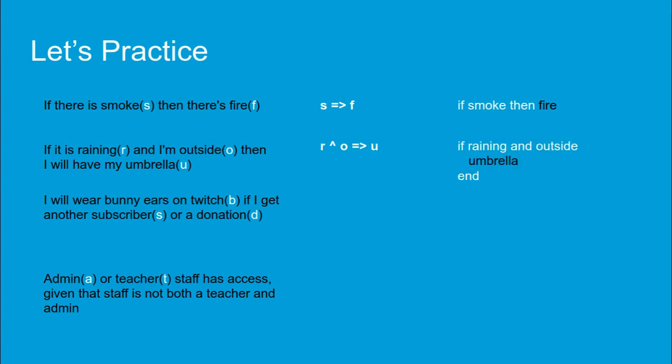So we don't really need the brackets because it's the only thing on the left-hand side. But anyway. Okay. I wear bunny ears on Twitch is B. I get another subscriber is S. Donation, I get a donation is D. Okay? So I will wear bunny ears on Twitch if I get another subscriber or a donation.